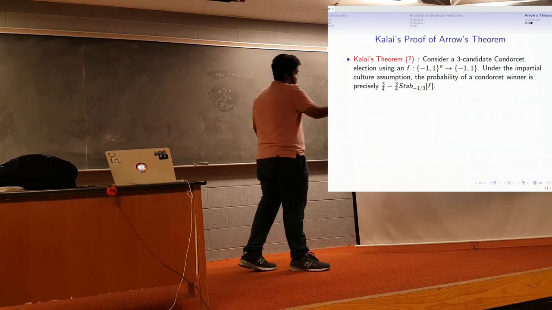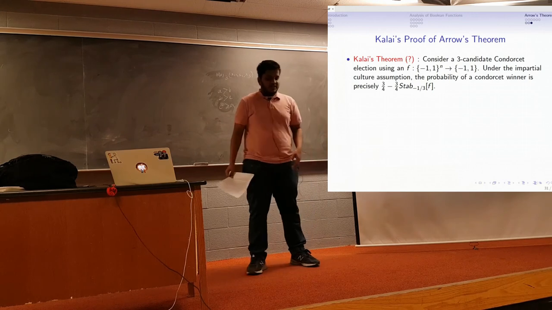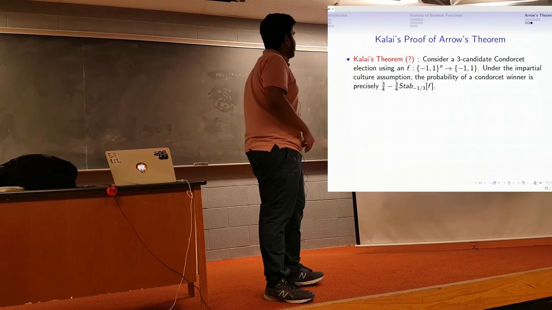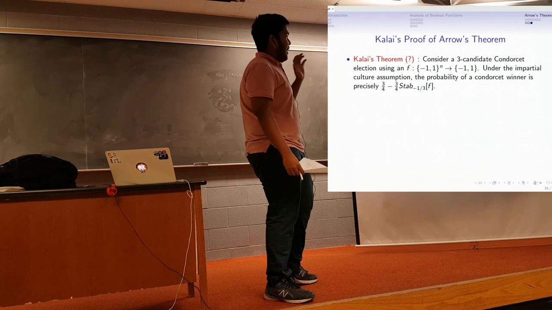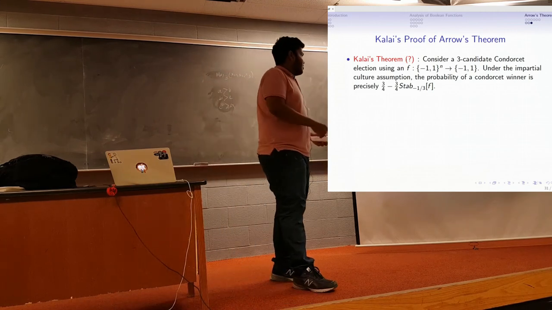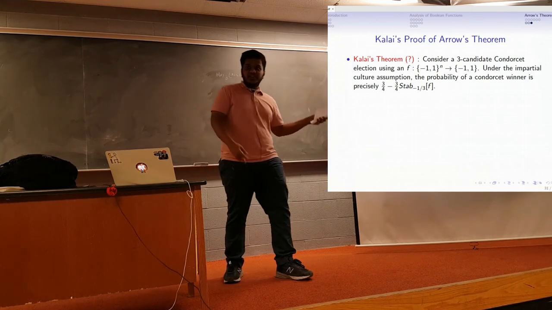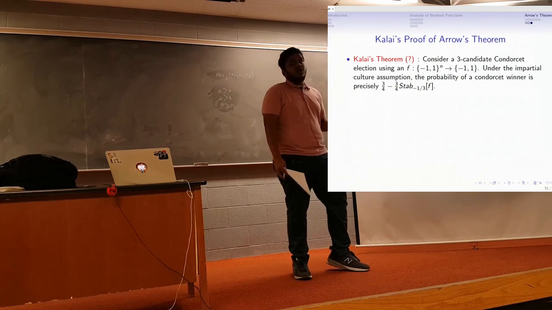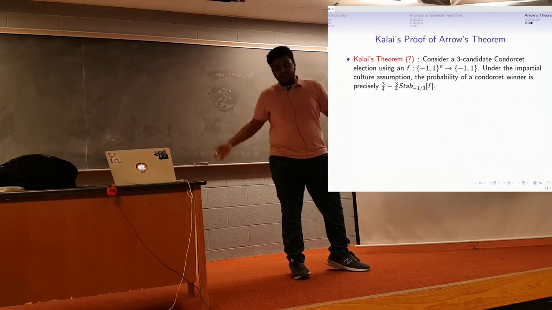Now, I won't say what the stability of F exactly is because it's kind of complicated to explain. But you can clearly see that we want the stability to be as low as possible. It's even better if it's negative, because then we have the maximum probability of having a Condorcet winner. In fact, if you calculate the stability of the dictatorship function, it comes out to exactly negative 1 by 4. And then the probability of having a Condorcet winner is exactly 1. So dictatorship is the perfect solution.